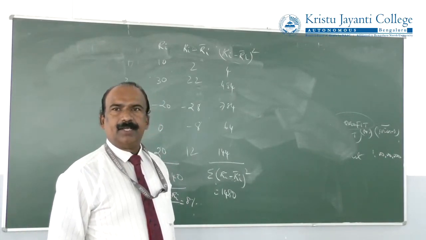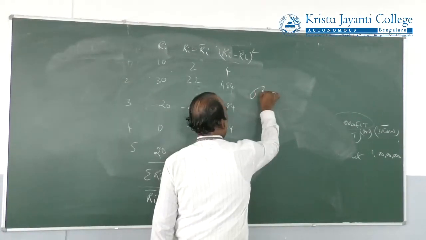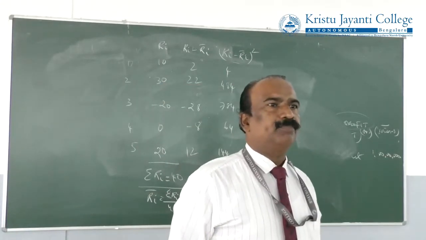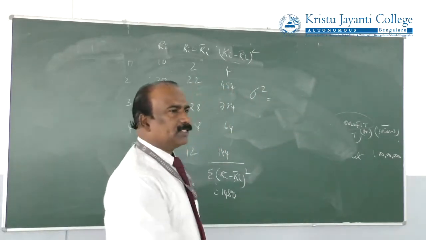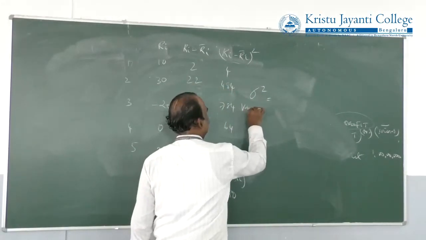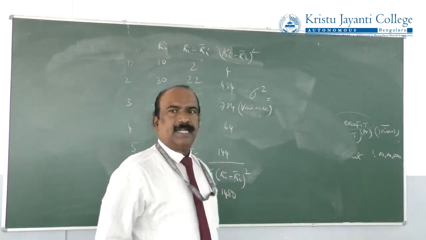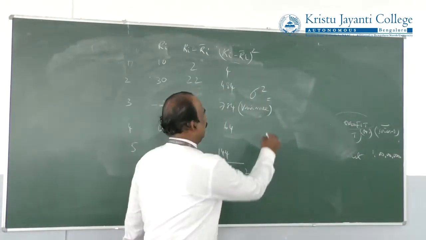1,480. Okay? So what is standard deviation square called? Standard deviation square is called variance. Standard deviation square, or variance. Okay? So how to calculate?